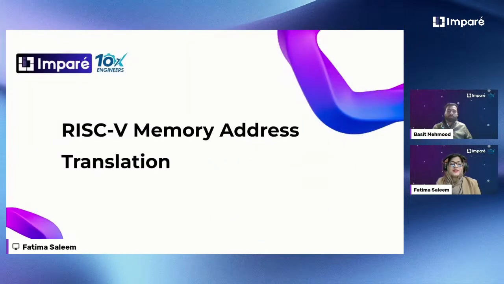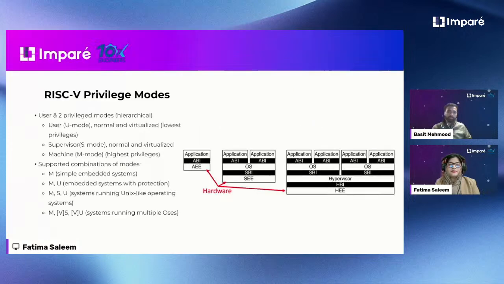Also, let's now start with how RISC-V defines the MMU spec, and let's start with the privilege modes. RISC-V gives us three major privilege modes: user, supervisor, and machine. Machine mode has the highest privileges, while supervisor mode has less, and then user mode. User mode and supervisor mode could be normal and also virtualized when the hypervisor extension is enabled. So there are different combinations available for different modes.